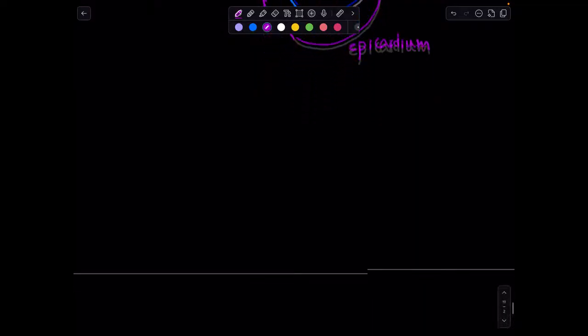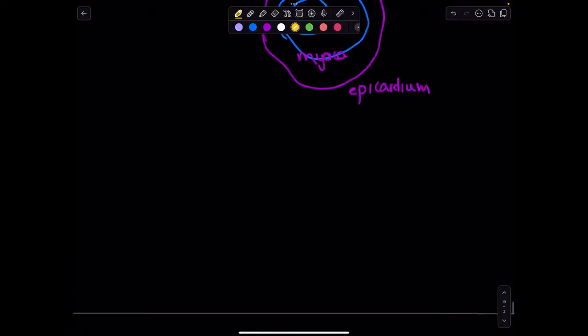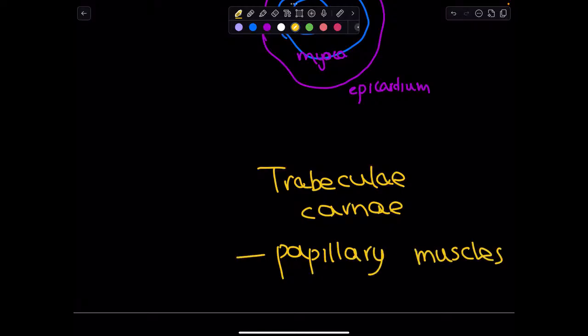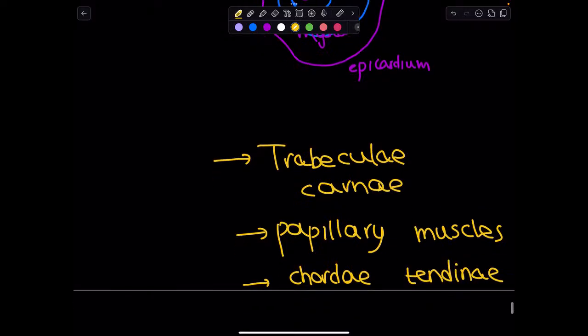And can we mention some other structures? The trabeculae carneae, for instance, and the papillary muscles, perhaps, and the chordae tendineae. Sure. The papillary muscles are located in the ventricles and anchor the chordae tendineae, which are strong fibrous strings. These chordae tendineae prevent the atrioventricular valves from inverting during ventricular contraction, ensuring one-way blood flow.